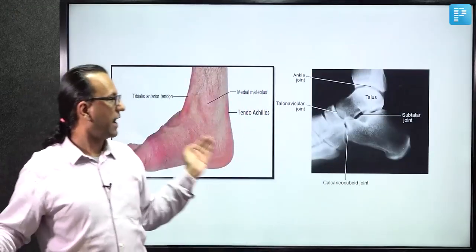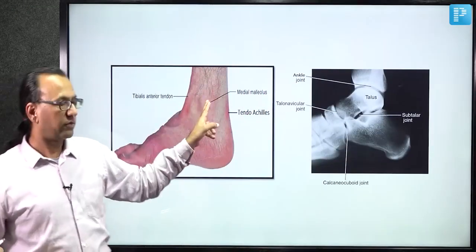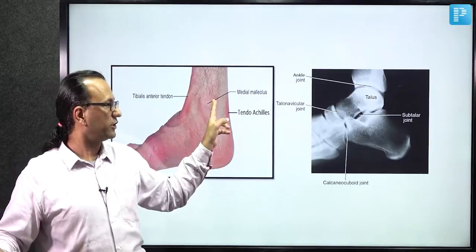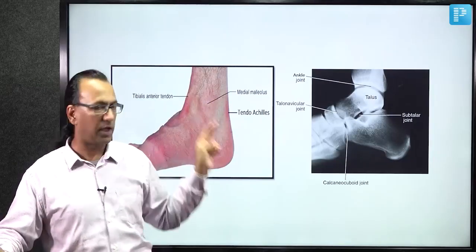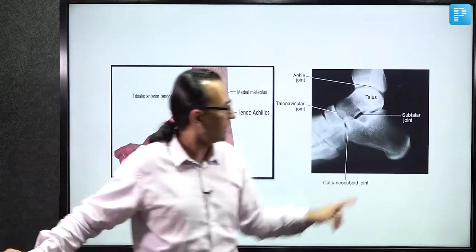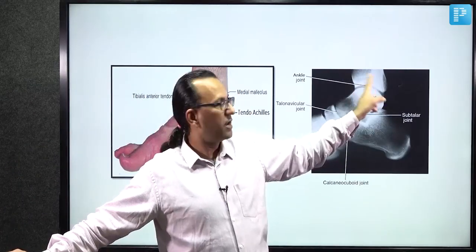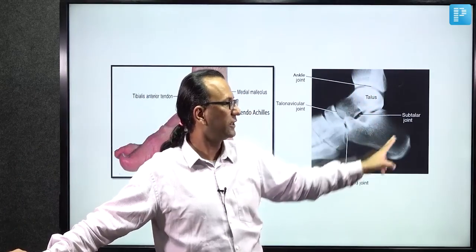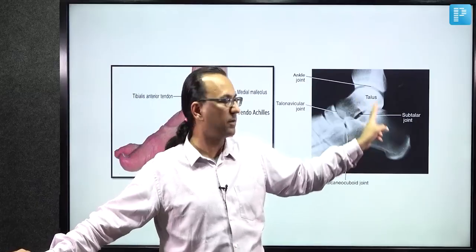Looking at the medial aspect of the ankle joint, the lower end of the tibia bone, that will be the medial malleolus, and there attaches the deltoid ligament with 4 parts. Below the tibia bone, you have the talus bone. As you can see here, this is the lower end of the tibia, the medial malleolus. Below that is talus. Below talus is the calcaneum, and between the two is subtalar joint.